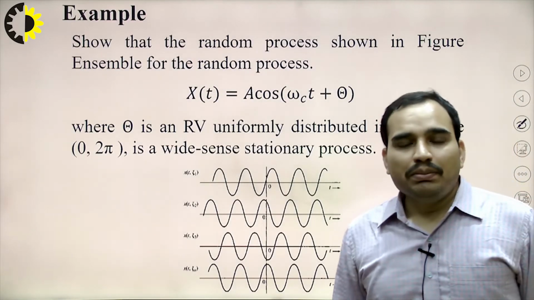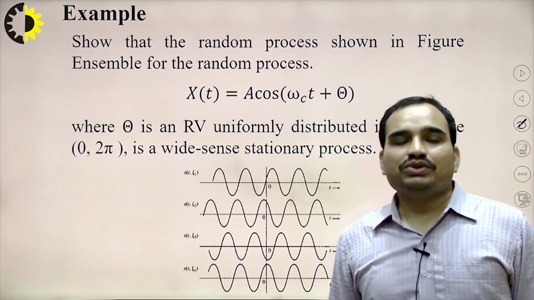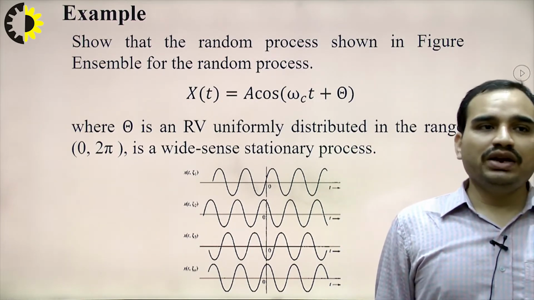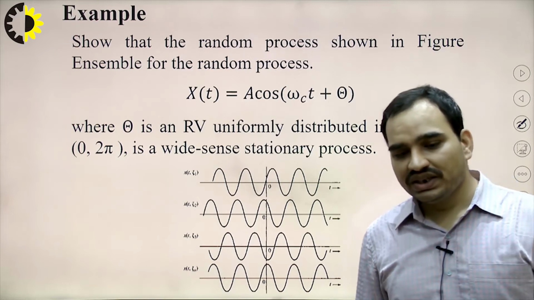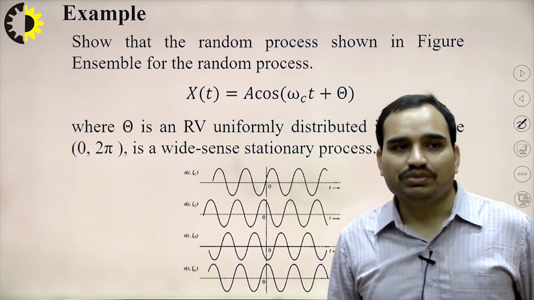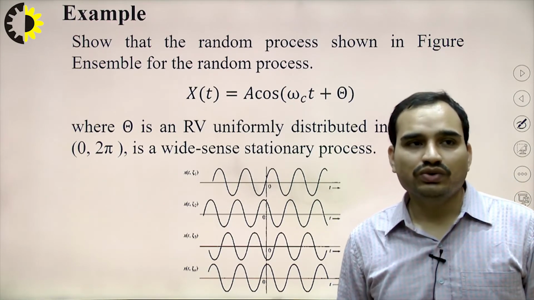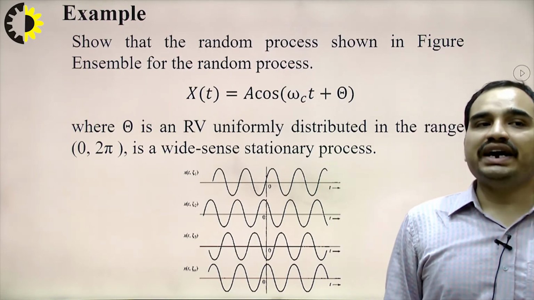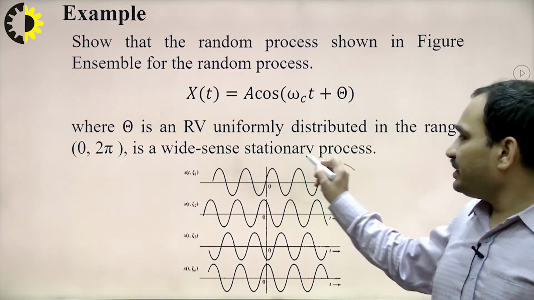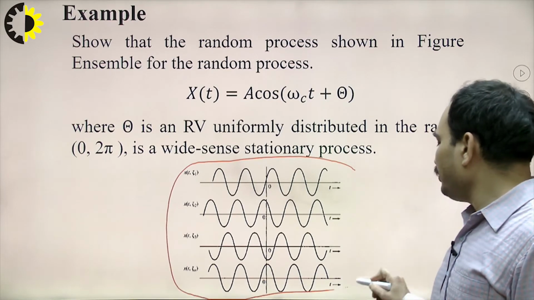Now there is one example based on the wide sense stationary process. First we will solve this example and then we will understand what is a wide sense stationary process. So I will read the numerical for you. We have to prove that the random process given in this figure by the different waveforms is wide sense stationary.